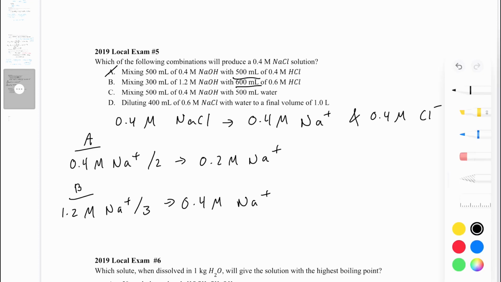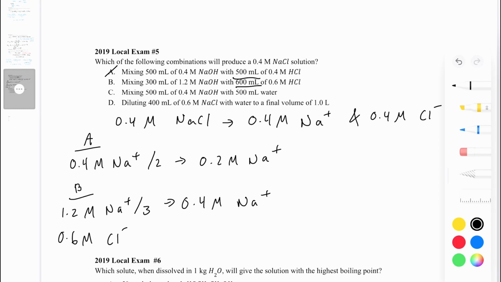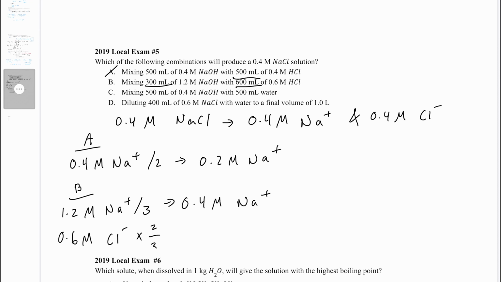So you start out with a 0.6 molar chloride concentration, but then you add 300 mL. And so that's the equivalent of multiplying your concentration by 2/3. So you also end up with a 0.4 molar concentration of chloride ions. And that matches up with what we want here. So B is the right answer.